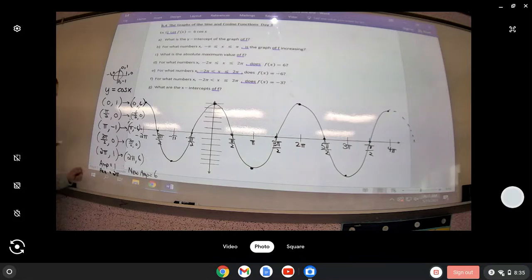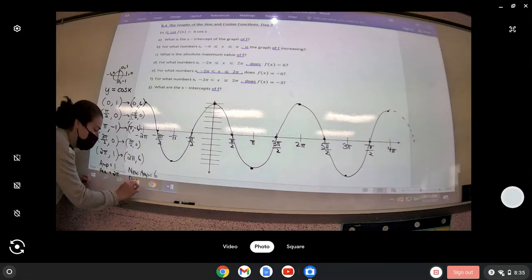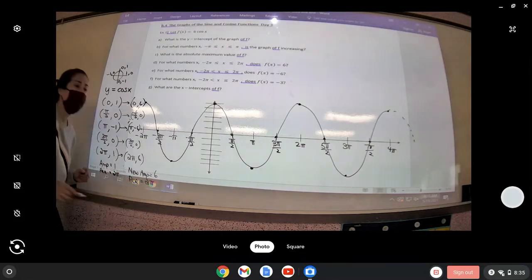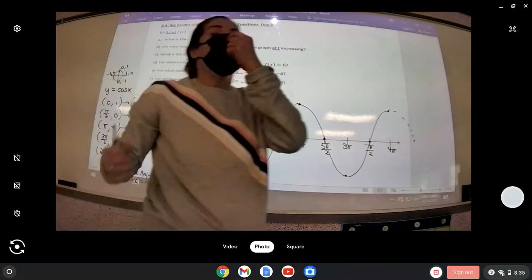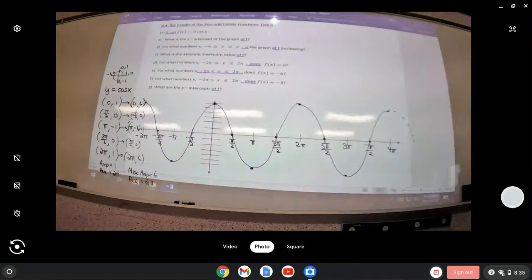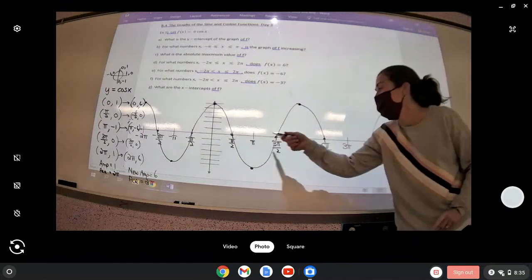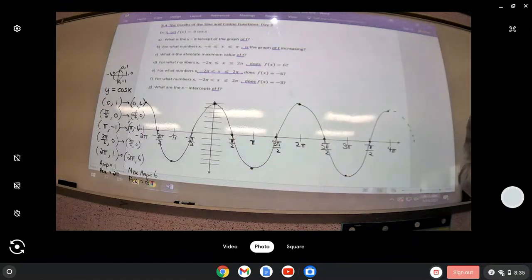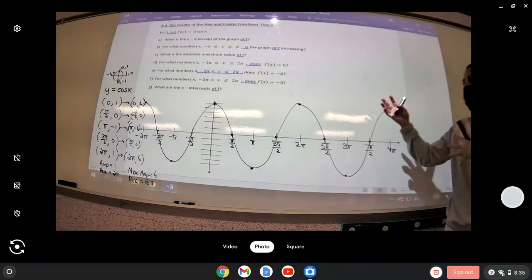My period is still the same. I did nothing to affect my x values. And again, if you take 2 pi and you cut it into fourths, you divide it by 4, your counting increment is still that 1 pi over 2. You're still counting by 1 pi over 2 to get to each of your key points. All right, here we go.